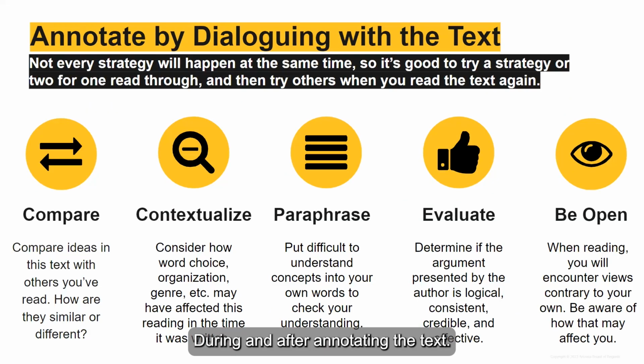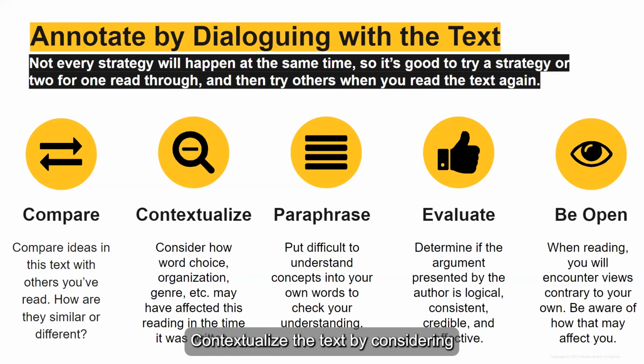During and after annotating the text, consider dialoguing with it by looking at it through different lenses. Keep in mind that not every strategy will happen at the same time, so it's good to try a strategy or two for one read-through and then try others when you read the text again. Consider how you can compare this text. Look at ideas and how they compare with others you've read. Are they similar or different?